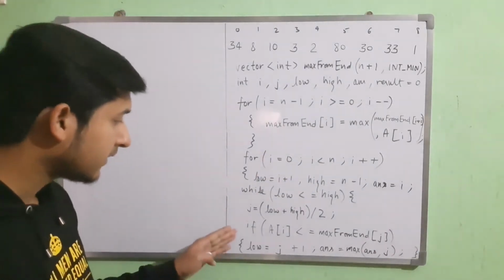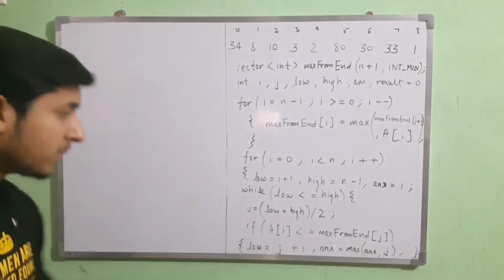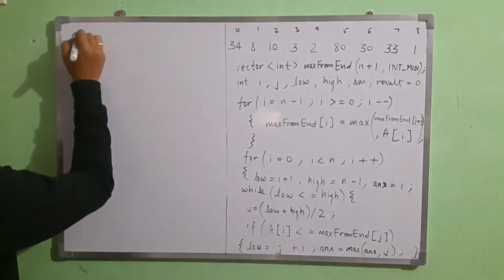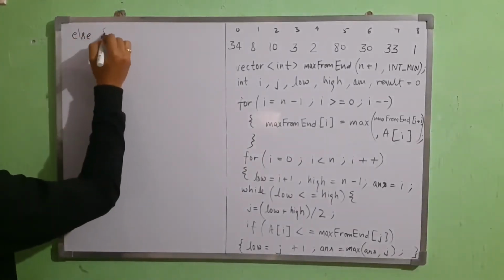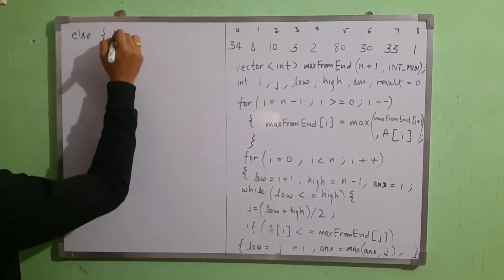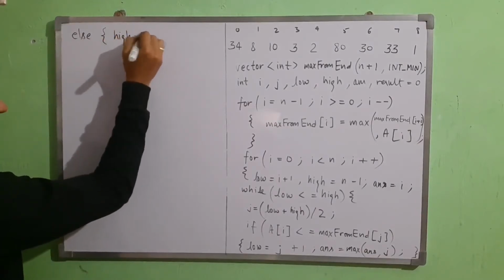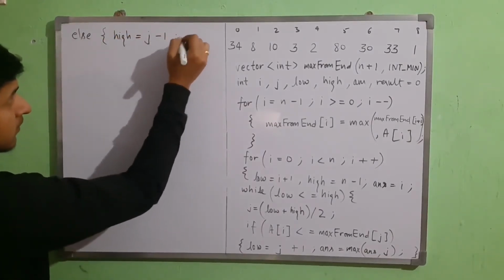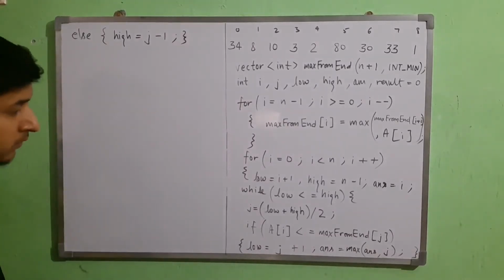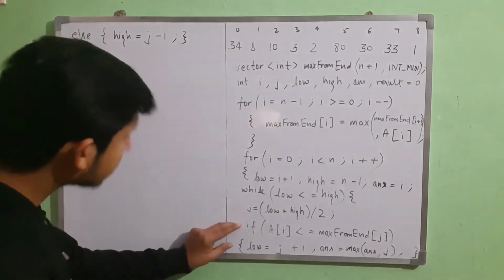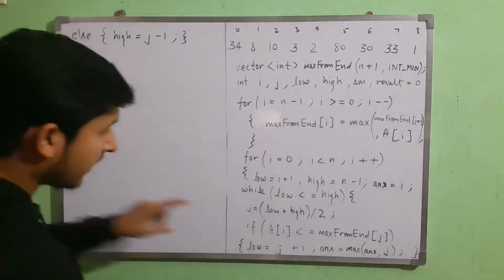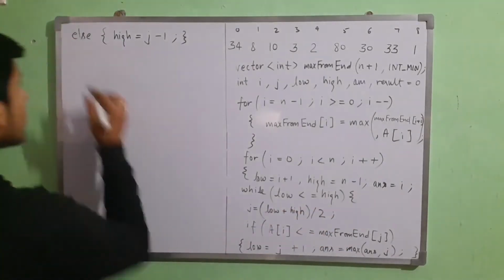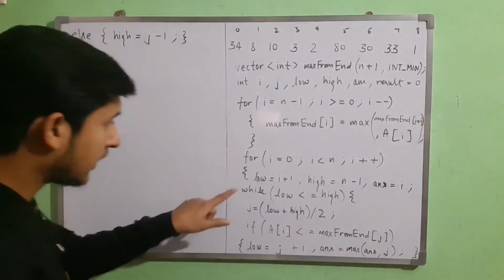Now if this condition is satisfied, then I'll be updating it this way. Otherwise, the high variable will be updated as j minus 1. So this if condition is completed, else is completed, and now this while is to be closed.